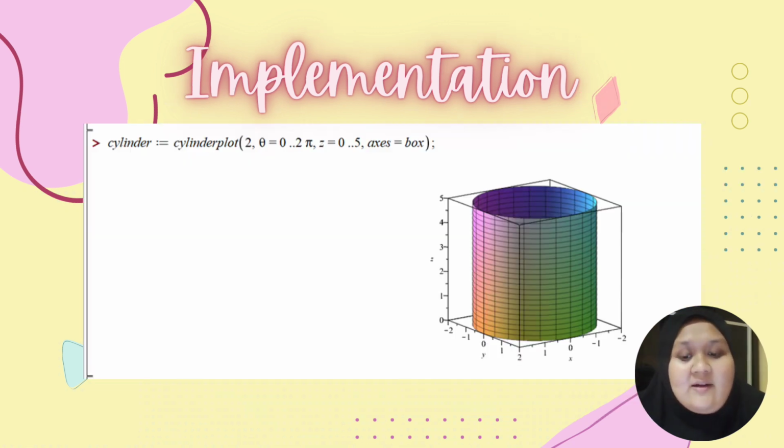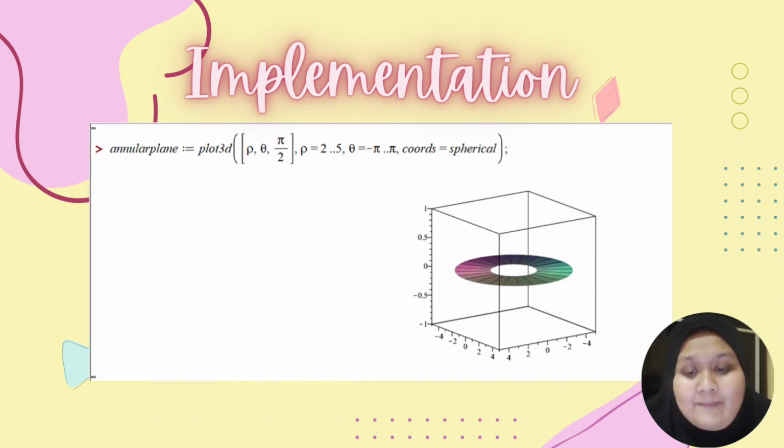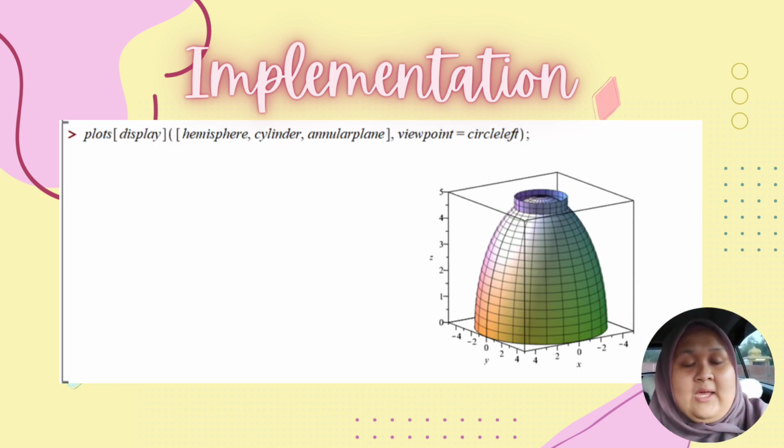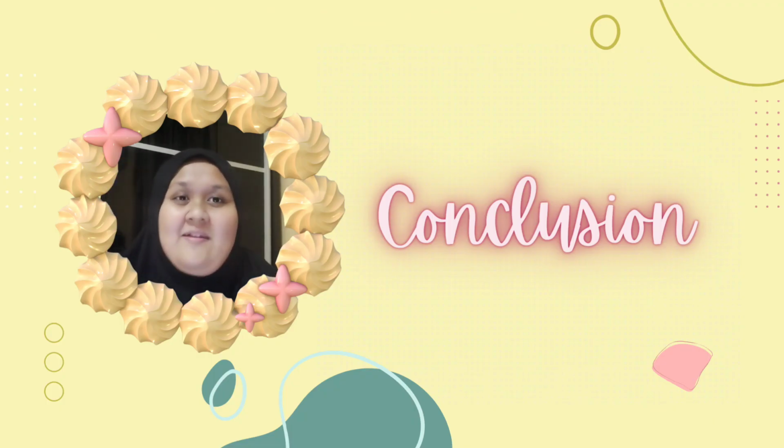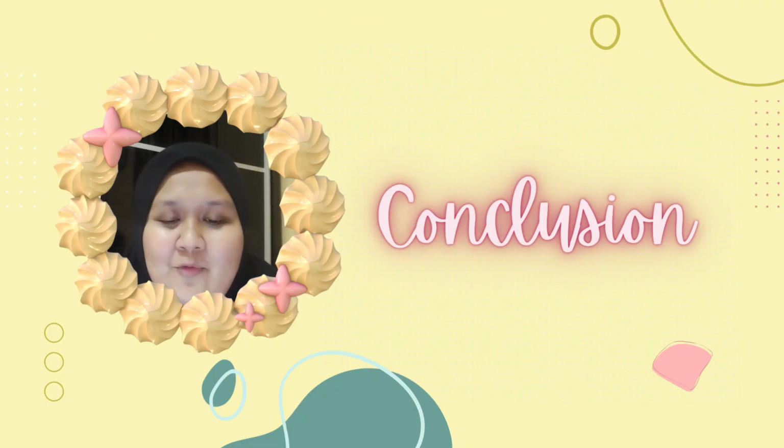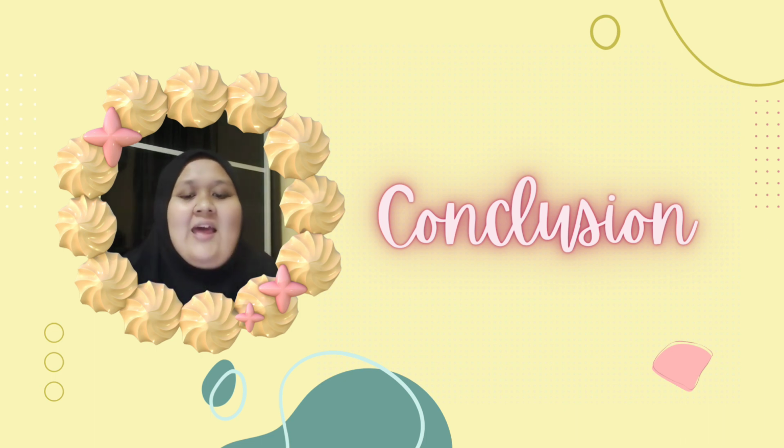To get the cylinder, we just need to implement all of this coding into the Maple software, and then you get this cylinder. To get the annular plane, we just need to use the plot 3D implementation into the Maple software, and you get this annular plane. After implementing the coding to combine the hemisphere, annular plane, and also the cylinder, you will get this kind of surface. Moving forward to the last part of this lab assignment, which is the conclusion.